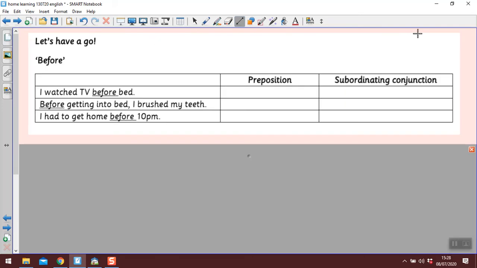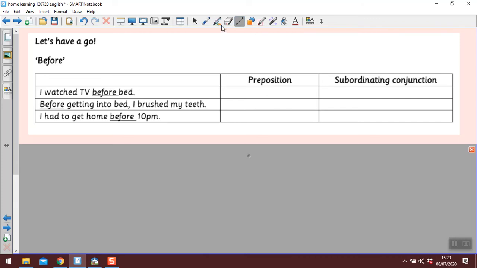We're going to have a look at those 4 words that can be used as prepositions and conjunctions, see them in sentences, and then be able to tell if they are prepositions or subordinating conjunctions. So, I watched TV before bed. We've got the word before. After the word before, it's just one word, bed. So the word before does not introduce a clause because there's no verb there. It just introduces a phrase, bed.